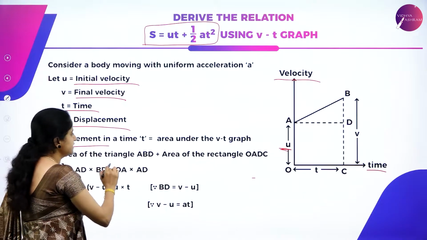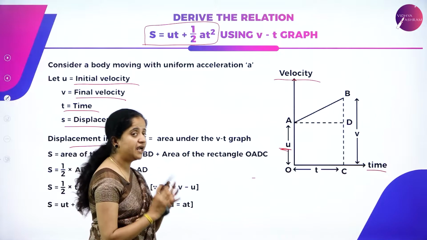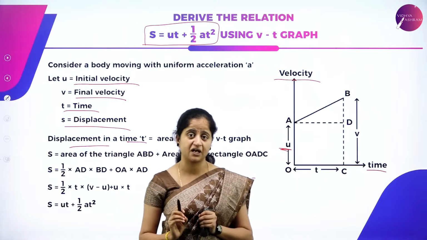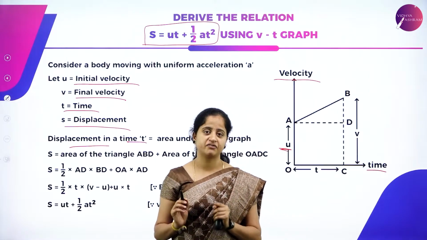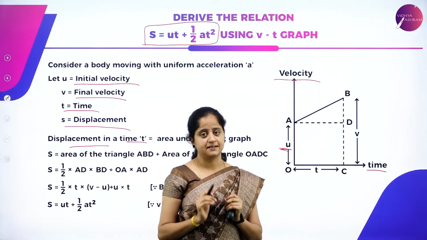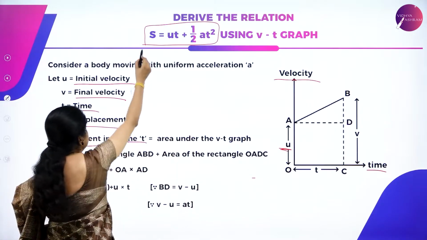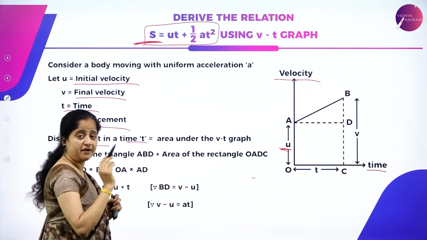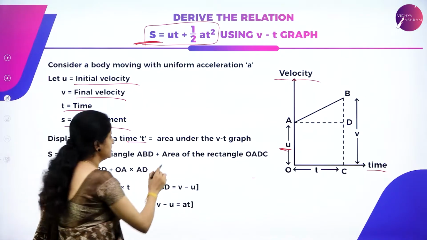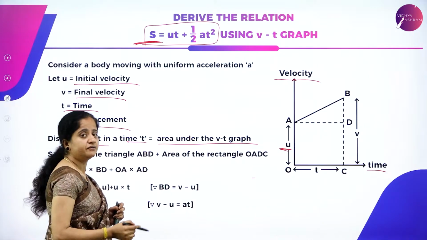So displacement in time t is nothing but the area under the VT graph. Yes, this is the significance of the VT graph. Area under the VT graph gives displacement and slope of the VT graph gives acceleration. Here now we have to calculate displacement. We have to derive the expression for displacement. So to get the displacement, we need to see the area under the VT graph.